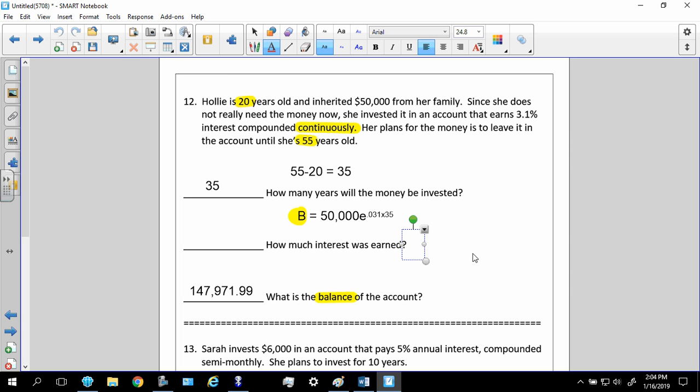So the balance of the account is $147,971.99. We're going to subtract the initial 50,000, and the difference will be the interest. So $97,971.99. That's how much interest was made.